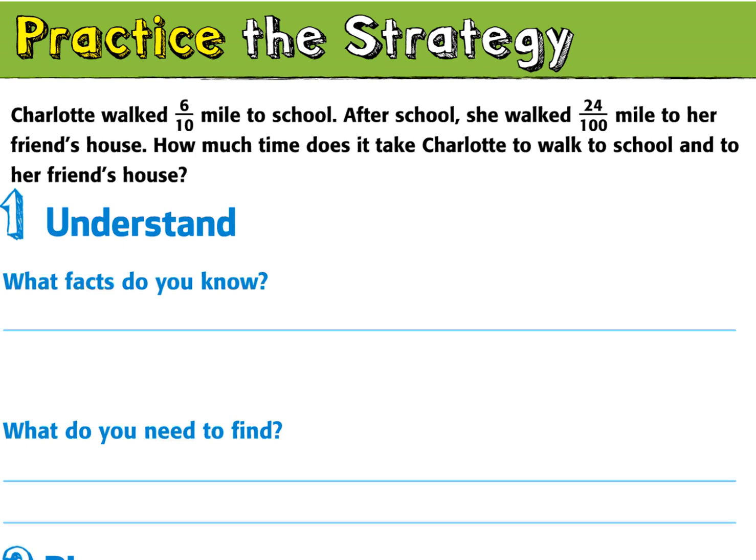Here's another problem. Charlotte walked 6/10 of a mile to school. After school, she walked 24/100 of a mile to her friend's house. How much time does it take Charlotte to walk to school and to her friend's house?